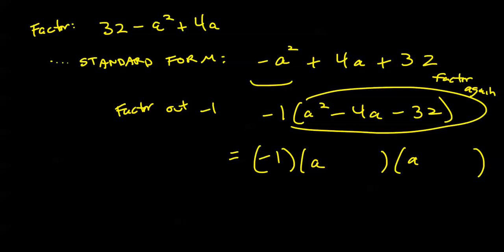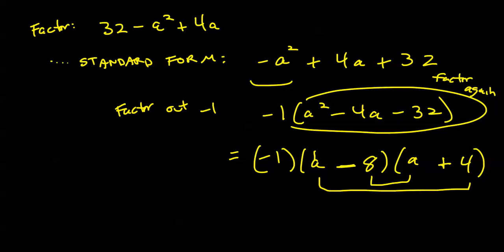I'll get a's in the first slots. And let's see, 8 and 4. 8 times 4 is 32. And I think I can play with the signs such that I get an inner and outer product adding up to a negative 4a. The outer product here is 4a, the inner product here is 8a, and if I put a negative sign on that 8 and a positive sign on that 4, I think I get the correct factorization.